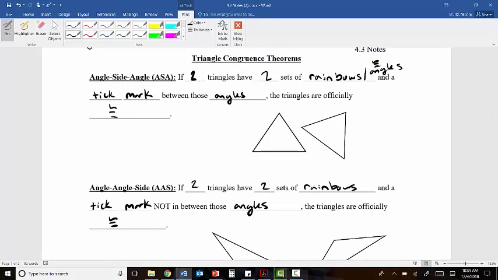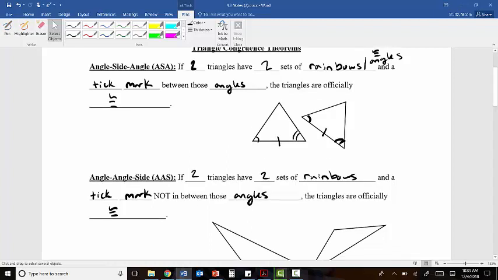So the first theorem says, hey, if you have two triangles with two sets of rainbows, which means congruent angles, so you would have two sets of these, 1 and 2, and a mark between those angles, then you can go ahead and say the triangles are congruent because of the ASA rule. Your tick mark would have to go here and here. So if you just look at both ends of your tick mark side, you need to have rainbows on both ends. So ASA is usually an easy theorem to do.